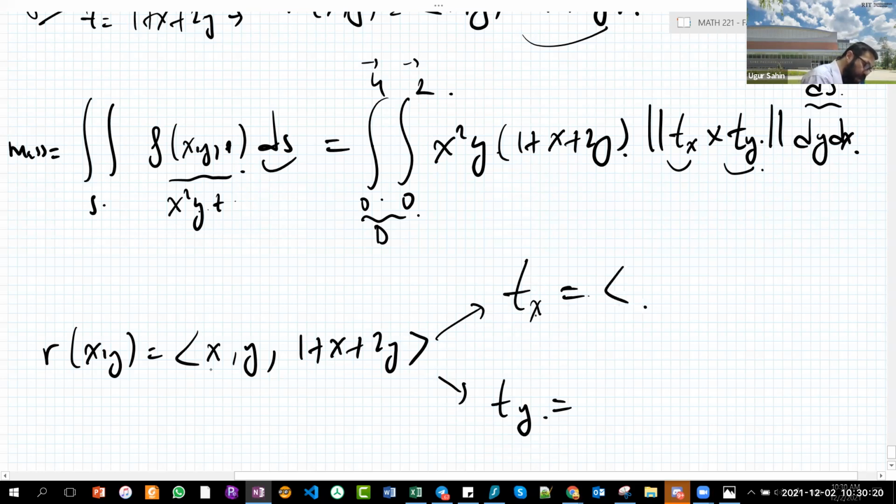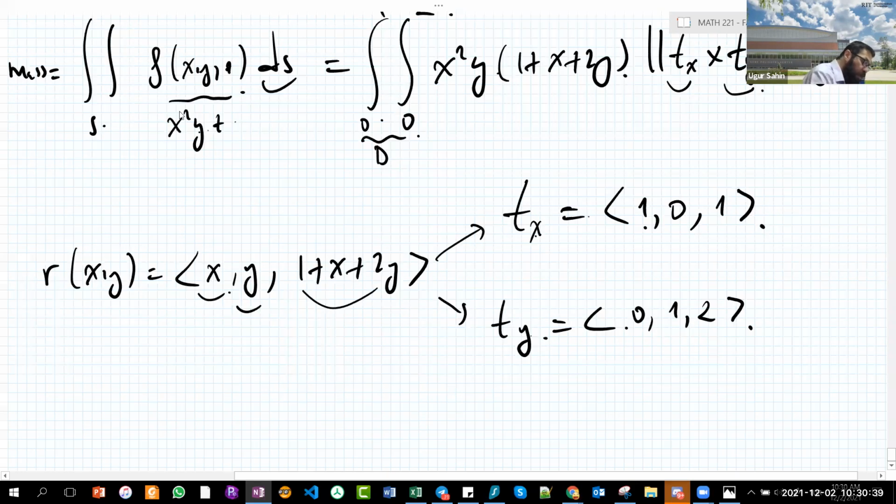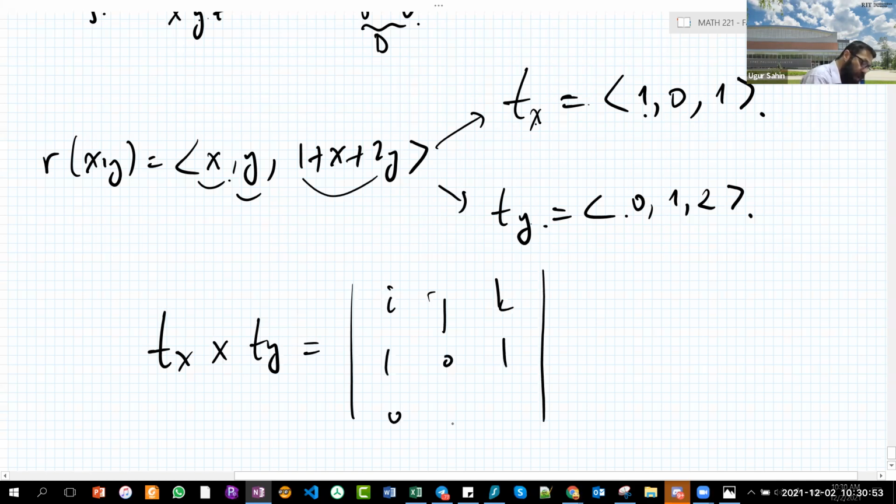The derivative of t with respect to x: derivative of x, which is 1, derivative of y with respect to x, which is 0, and derivative of this part with respect to x, which is 1. Same thing for y: look at the 0, 1, and 0, 1, and 2, guys. What I will do is go ahead and calculate this cross product and then the length of this cross product. But first I need to calculate the cross product. IJK, 1, 0, 1, 0, 1, 2.